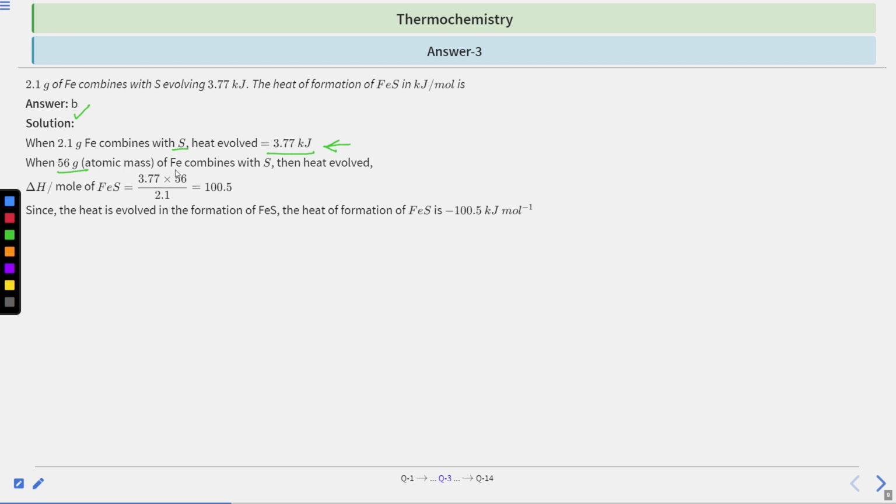So when 56 gram of iron combines with sulfur, the heat evolved per mole of FeS is 3.77 multiplied by the atomic mass divided by 2.1 gram. It is coming out as 100.5. So since the heat is evolved in the formation of FeS, the heat of formation of FeS is minus 100.5 kilojoule per mole. Minus sign is because heat is evolving in the formation of FeS. Okay, so that's why option B will be the correct answer.